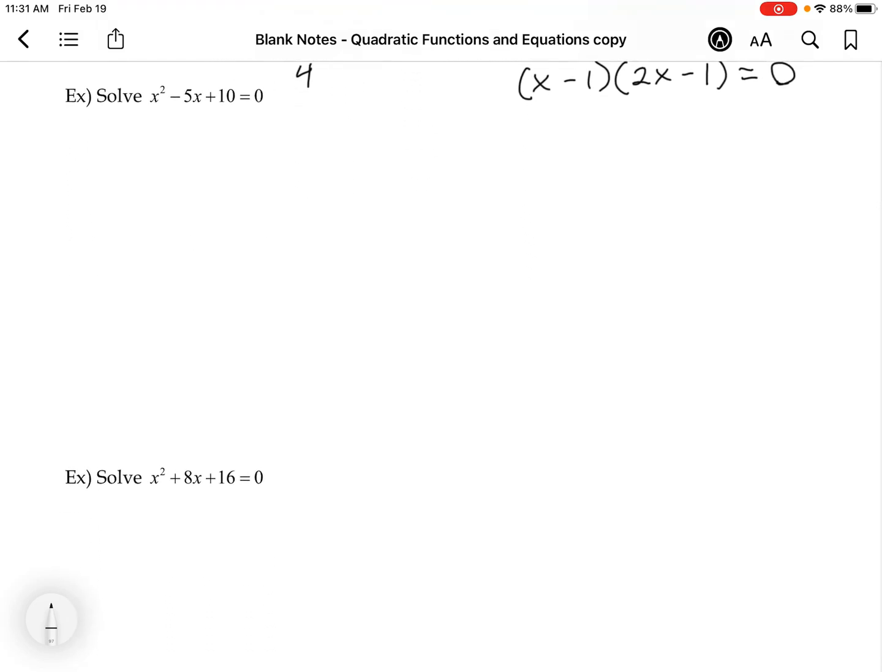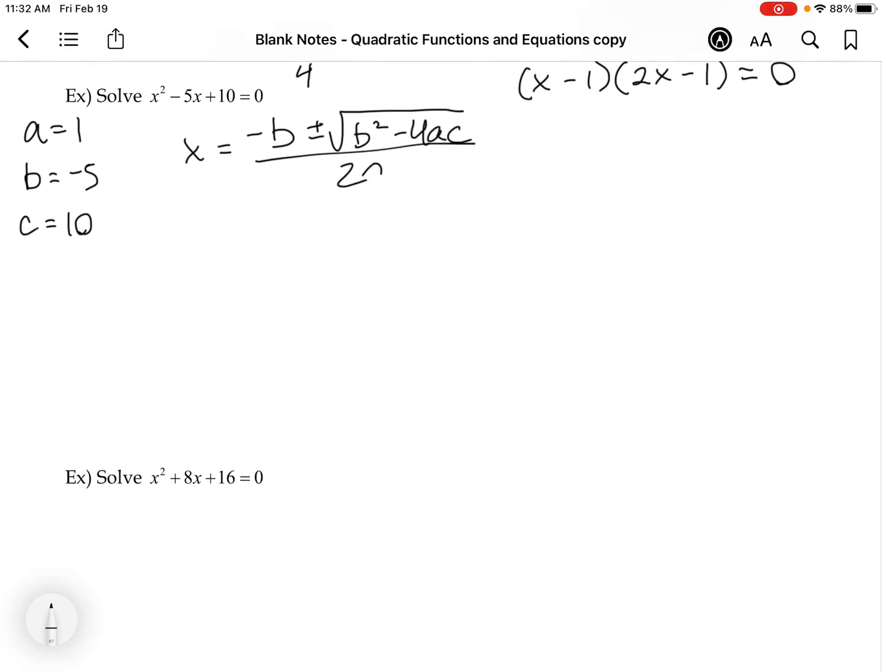Solve x squared minus 5x plus 10 equals 0. So again, my value of a is 1, b is -5, c is 10. So I'll write out my quadratic formula. x equals minus b plus or minus the square root of b squared minus 4ac all over 2a. And by the way, this is on your formula sheet, so you don't need to memorize it.